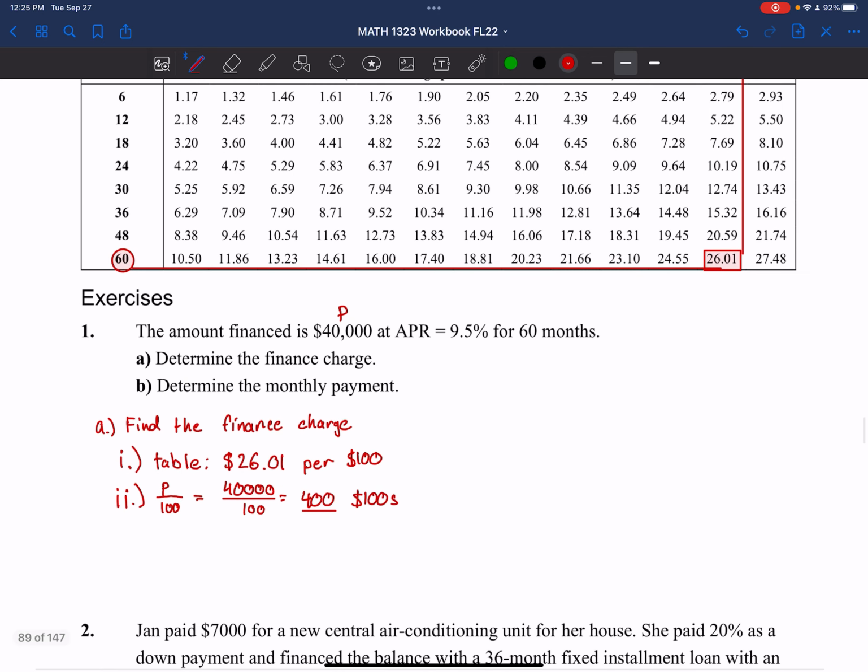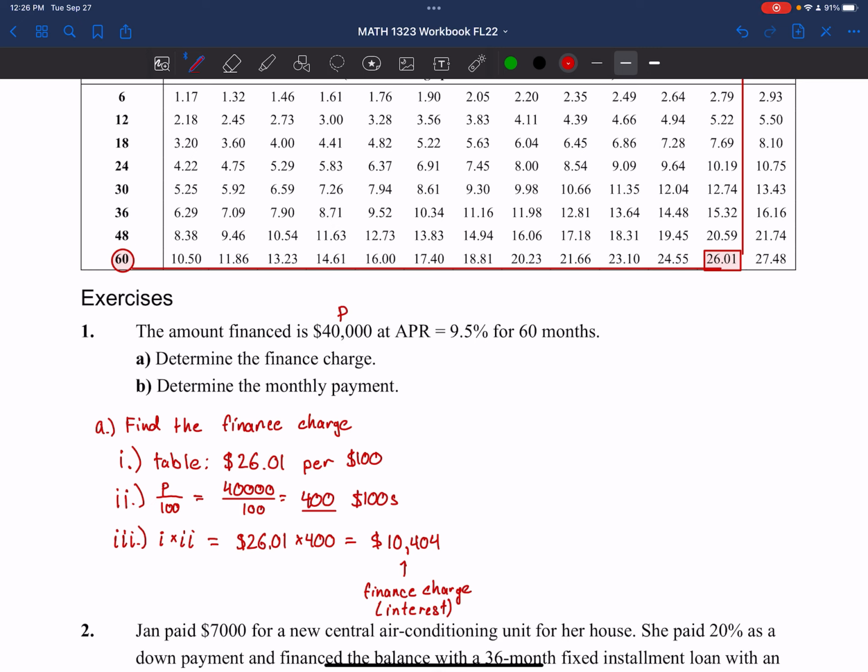And then the last step to figure out the finance charge, I, is to just multiply those. It's going to be part I times part II, which is going to be 26.01 times 400. And this will end up giving you, and again, I encourage you to verify these numbers, 10,404. So this right here is the finance charge, which you could think about, for simplicity here, as the interest.